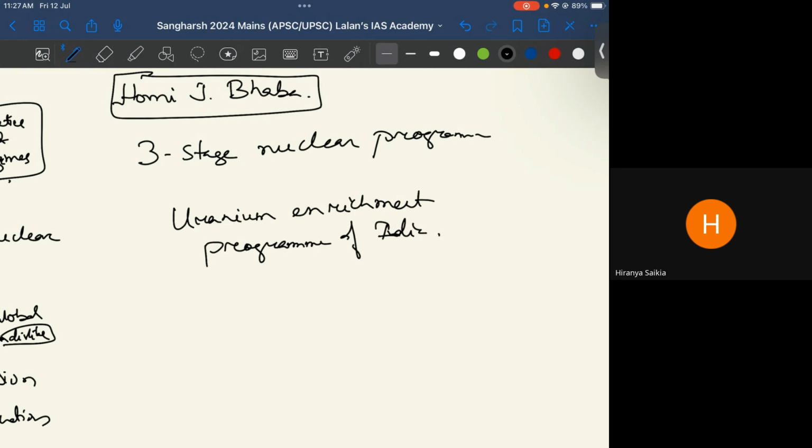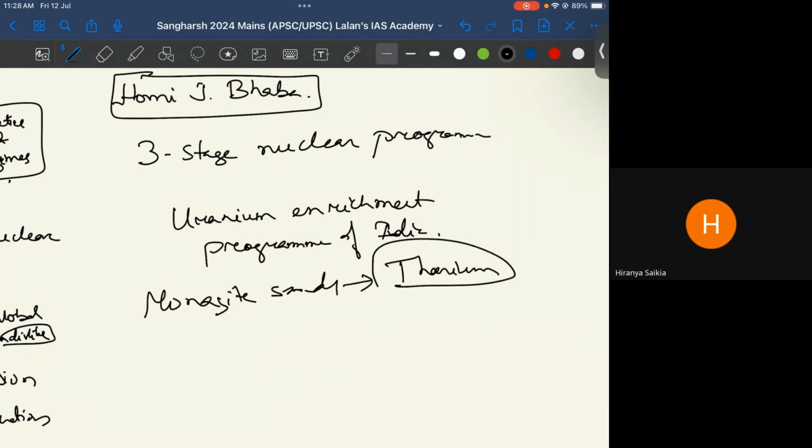You have probably read in economic geography that on our Malabar coast, there is something called monazite sand. Monazite sand has a lot of thorium. So we have sufficient supply of thorium, but thorium is something that we cannot use immediately in our nuclear program.